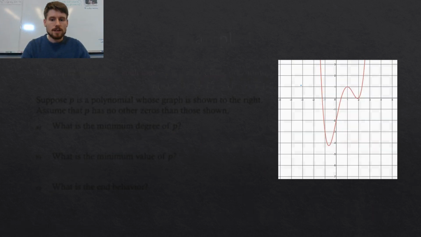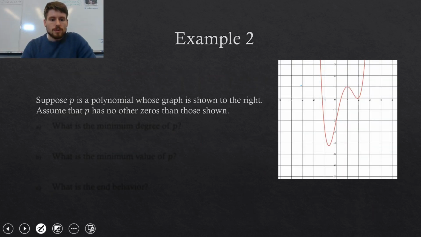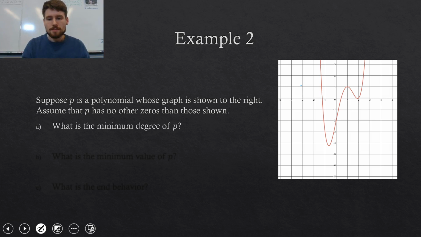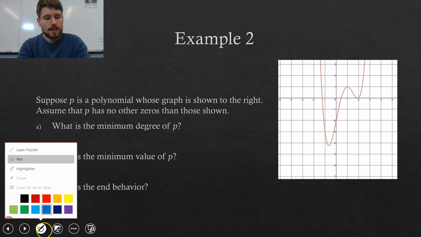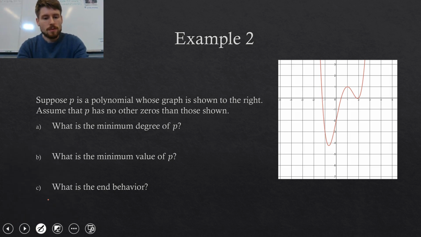Okay, here's another problem. Suppose we've got a polynomial whose graph is given to us over there on the right. Assuming that it has no more zeros than the ones that are shown, we're going to answer these 3 questions. What's the minimum degree? What's the minimum value of p? And then what's the end behavior? So these are different questions, and they're getting at completely different things. The minimum degree is the fewest number of roots this thing has, or really what its power could be.